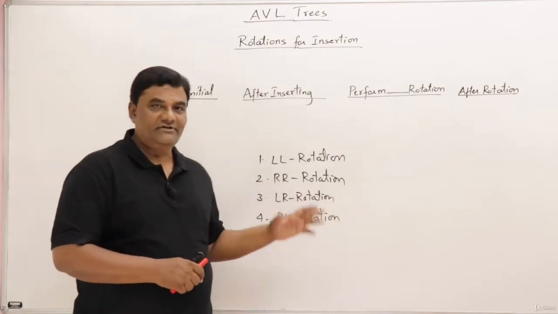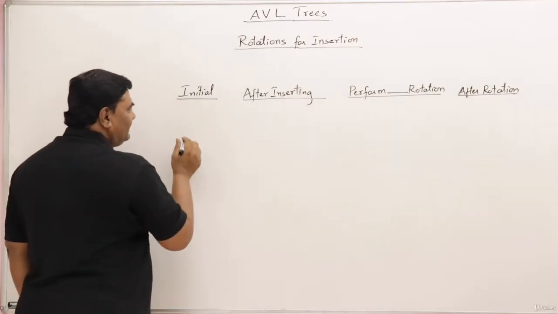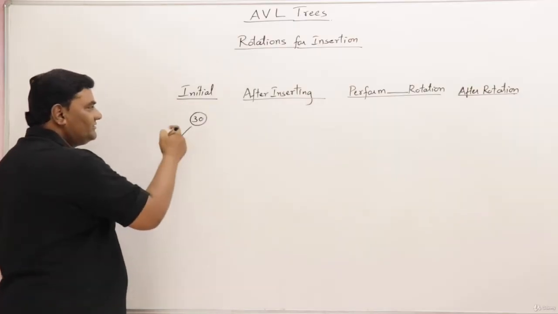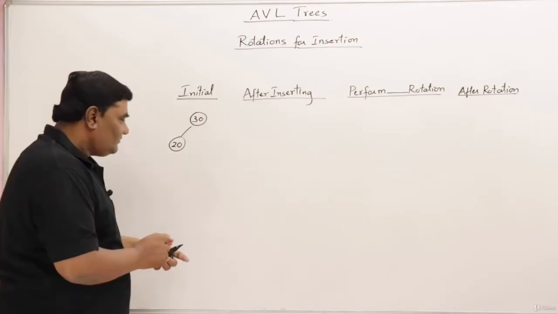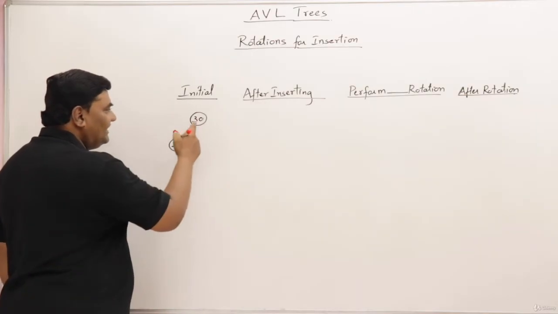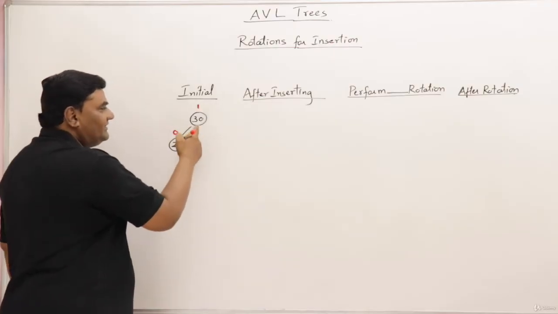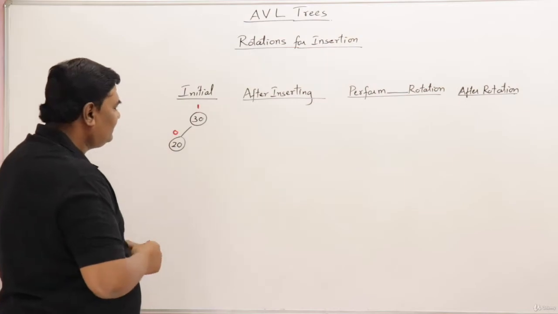So let us start with the first one, LL rotation. Let us take an initial tree. Suppose this is an initial AVL tree. What are the balance factors? See, the balance factor of this is 0, and this is 1 and 0. So this is 1 minus 0, which is 1. So the balance factor of this node is 1.